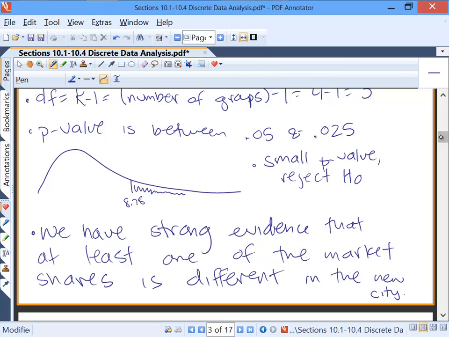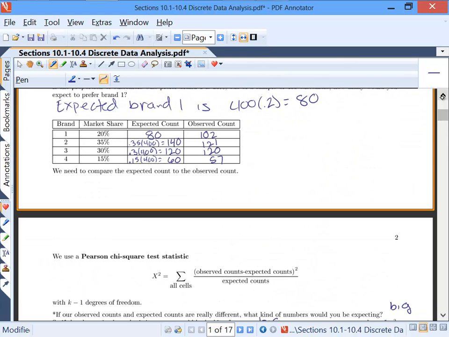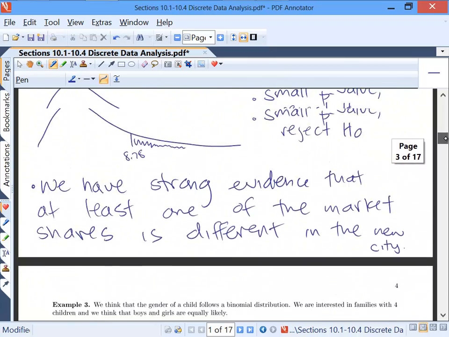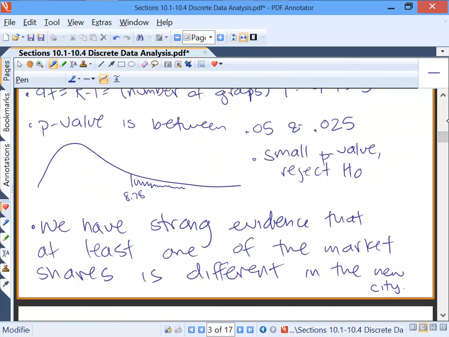Now, if we scroll back up to the first page, do you have your suspicions for which ones have different market shares? I suspect it's probably number 1 and 2, but as far as what we've confirmed statistically speaking, we just know that at least one is different. So any questions on that test now that we've done the full thing?